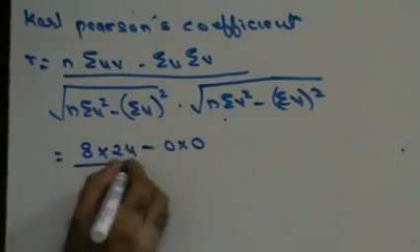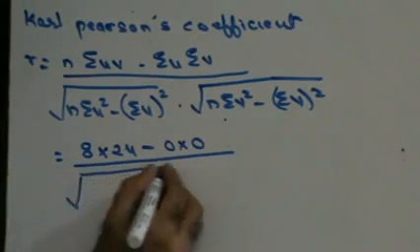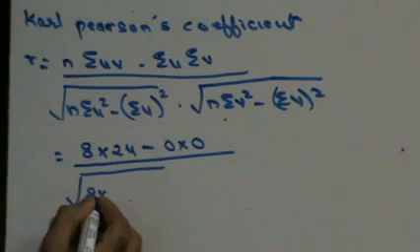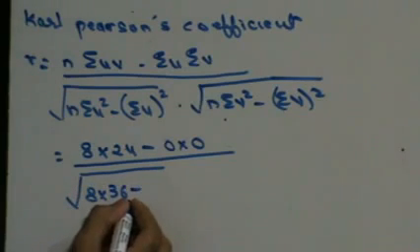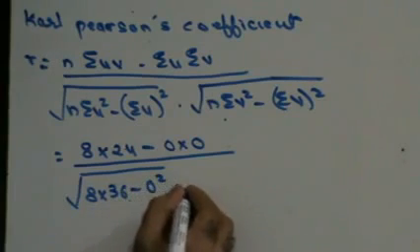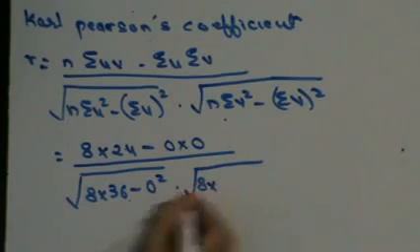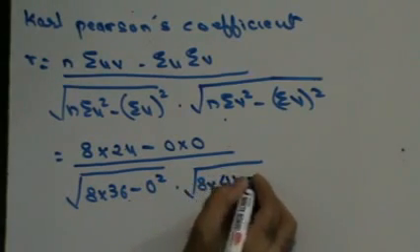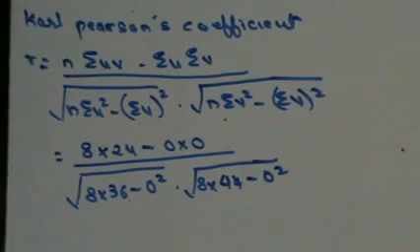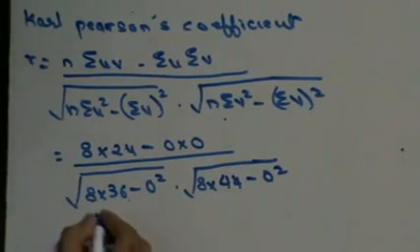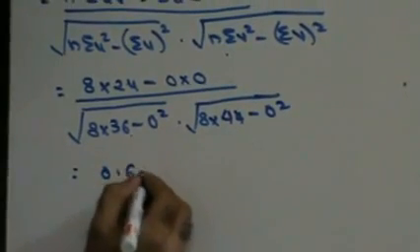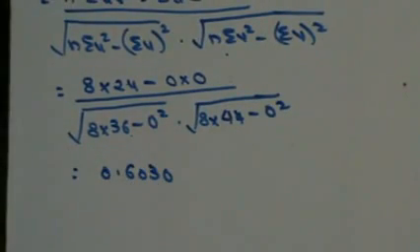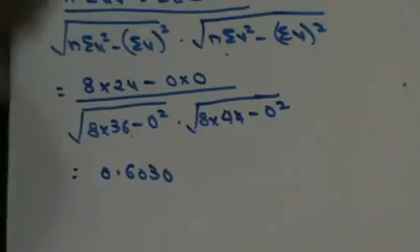That is 0 into 0, upon the square root of 8 times sigma u square, 36, minus sigma u the whole square, 0 the whole square, into 8 times sigma v square, 44, minus sigma v the whole square, 0. When you solve this, you will get the answer as 0.6030. Do you understand how to find Karl Pearson's coefficient of correlation? This is how you get it.